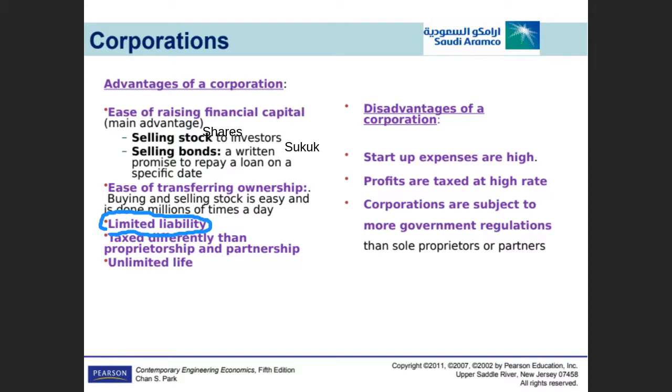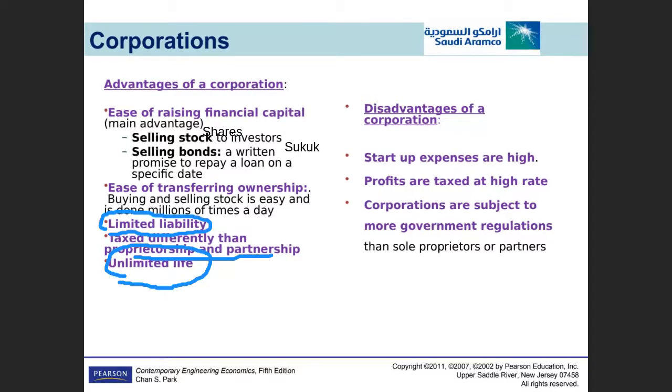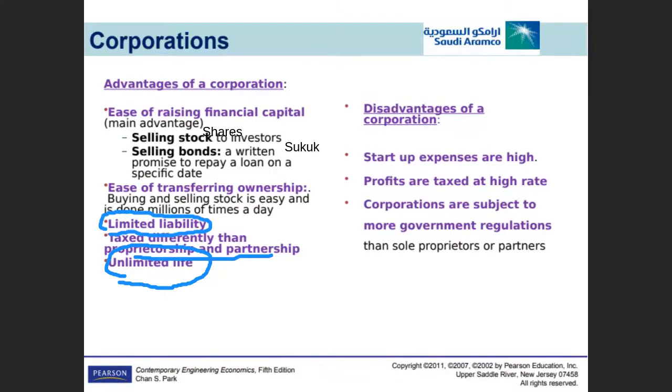Okay. But the tax for a corporation is different from a proprietorship and a partnership. The tax rate is higher, right? As I already explained in the previous slides. But the life is unlimited. For a corporation, it has unlimited life, not limited. Unlimited means if a person leaves, the CEO leaves, or one shareholder leaves, the corporation will still continue.